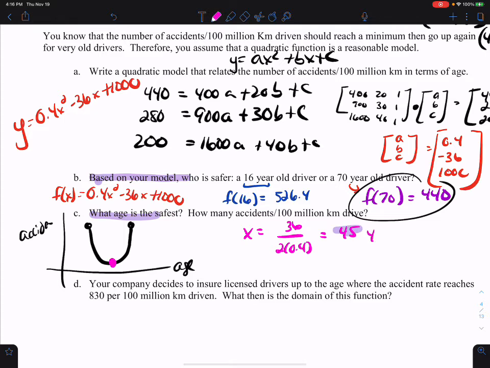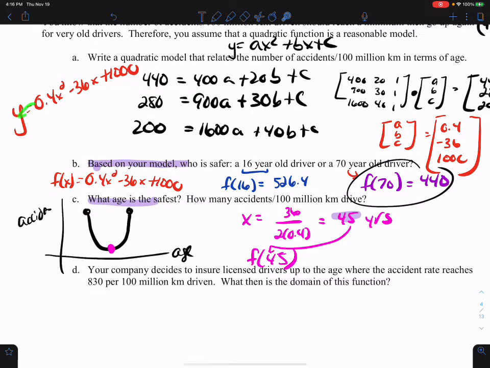But they also want to know how many accidents that is. So if I want to know the y value of the vertex, I have to take that answer and plug it into my equation, right? And I'm just using f of x instead of y because it's easier to show you that I'm plugging something in. And I believe when you do that, you get 190, and that label is accidents per 100 million kilometers.